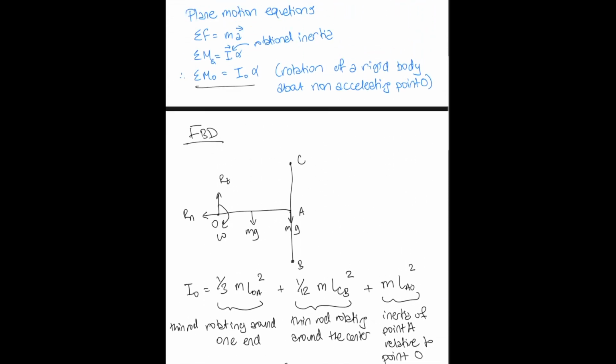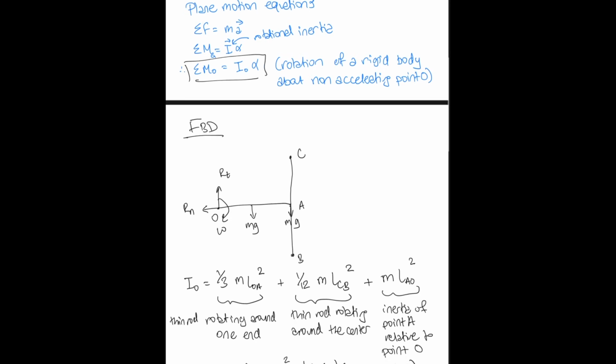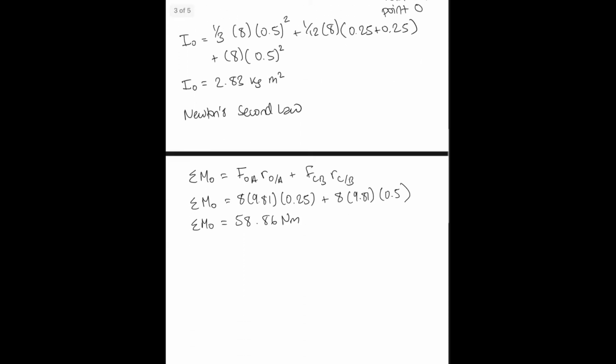Now, if you recall back to our equation over here, sum of moments is equal to rotational inertia multiplied by the angular acceleration. If we plug in our sum of moments here, 58.86 into this equation, and our rotational inertia, which is 2.83, multiplied by the angular acceleration, we get an angular acceleration of 20.8 radians per second squared.